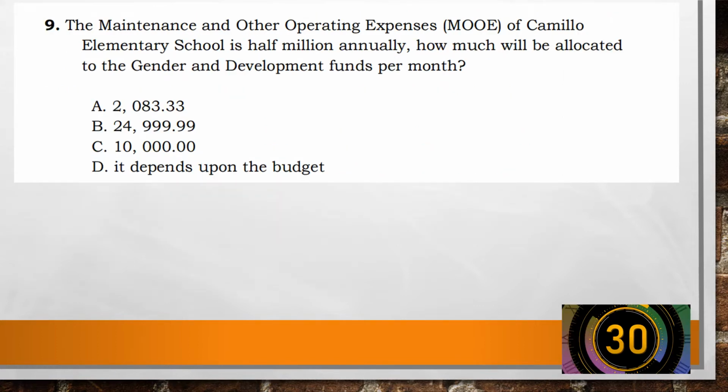Number 9. The maintenance and other operating expenses, commonly known as MOE, of Camillo Elementary School is 500,000 annually. How much will be allocated to the Gender and Development Funds per month? Your time starts. Letter A, 2,083.33. Letter B, 24,999.99. Letter C, 10,000. Letter D, it depends upon the budget. Your time starts now.